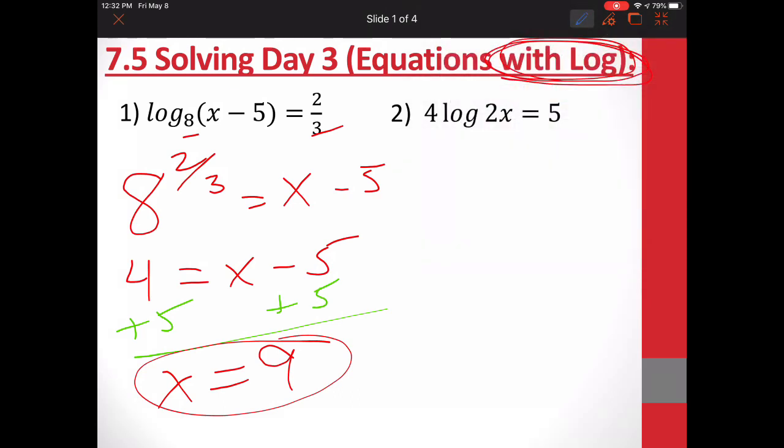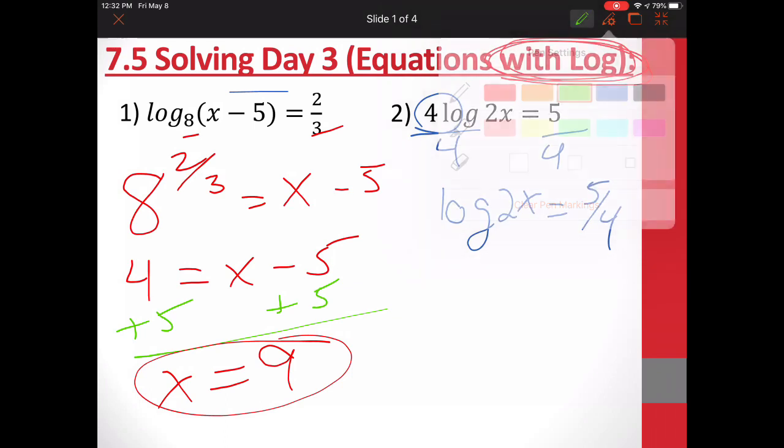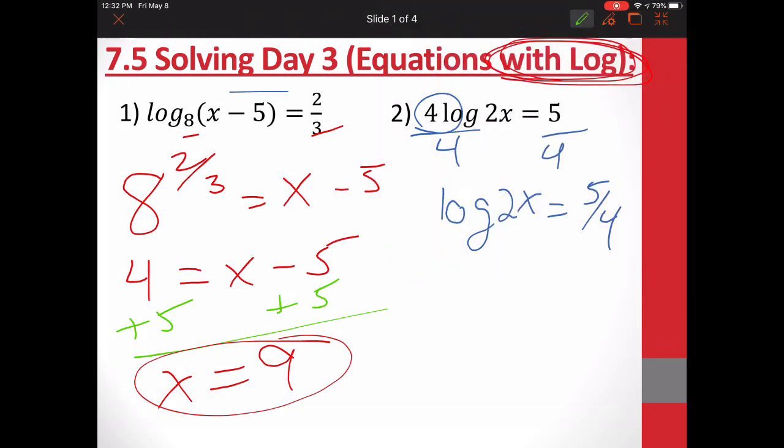So you are rewriting in the beginning. Again, the log has to be by itself. So if you go to this one, you're going to see right away that there's a 4 in front of it. So we're going to divide by that 4 first to get log of 2x equals 5/4. Then when you rewrite this, you're going to raise it to that 5/4. But also keep in mind, this says log of 2x, so the base here, again, is 10. We've talked about this many times. So that means that 10 to the 5/4 equals 2x.